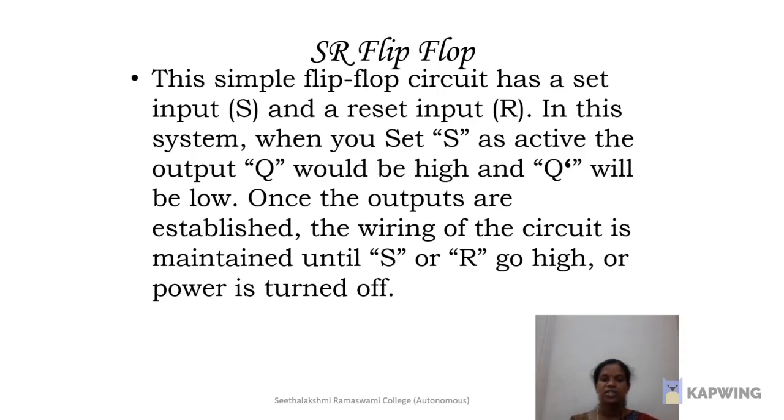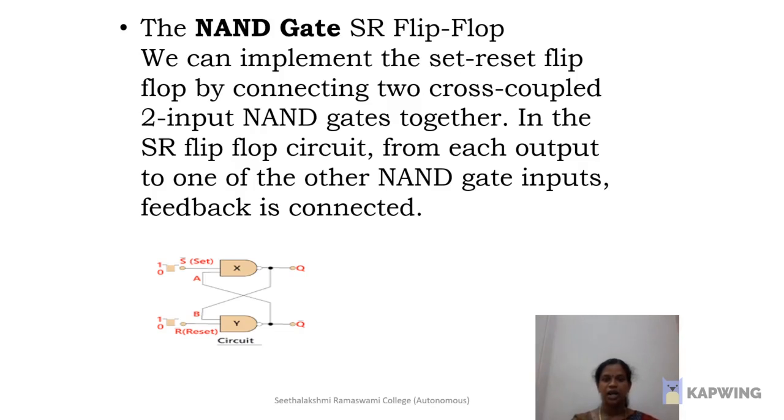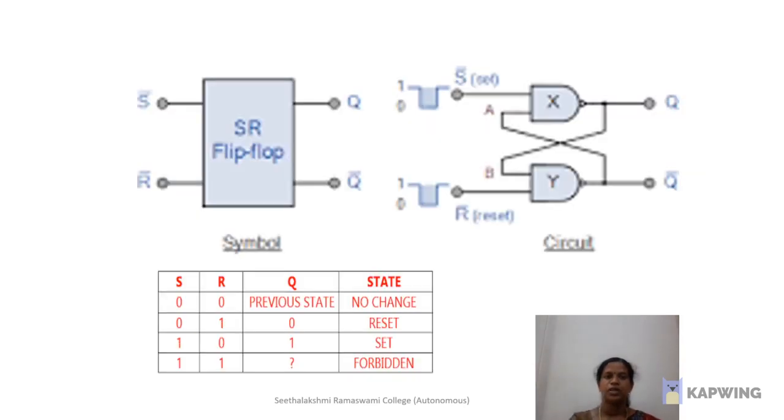The NAND gate SR flip-flop: we can implement the set reset flip-flop by connecting 2 cross-coupled 2-input NAND gates together. In the SR flip-flop circuit, feedback is connected from each output to one of the other NAND gate inputs. This simple flip-flop is basically a 1-bit memory bistable device that has two inputs, one of which will set the device and is labeled as S, and the one which will reset the device is labeled as R. Then the description SR stands for set reset.